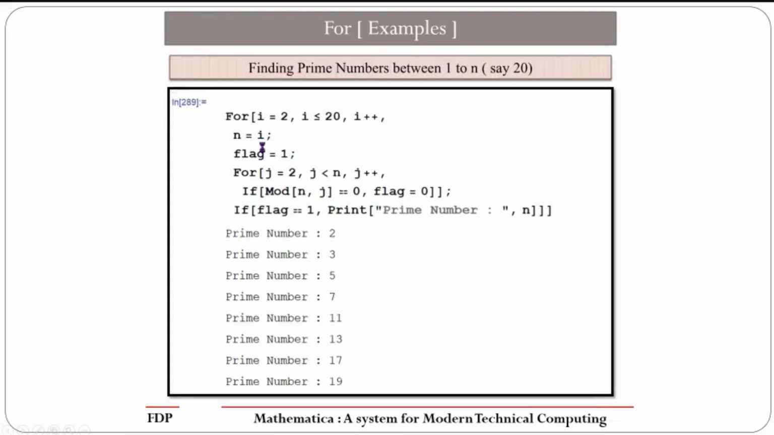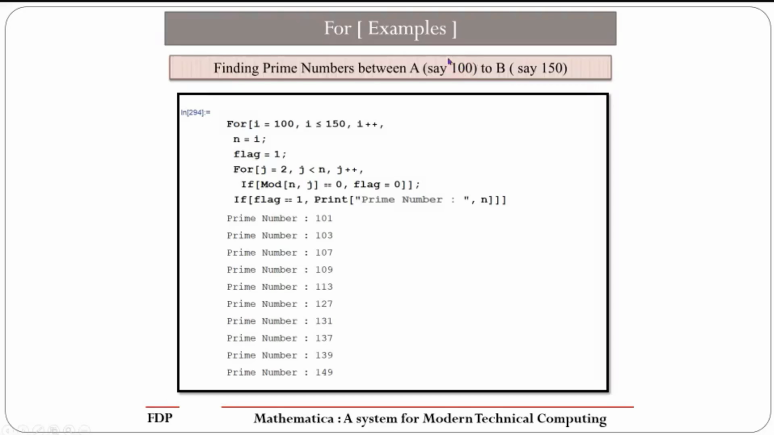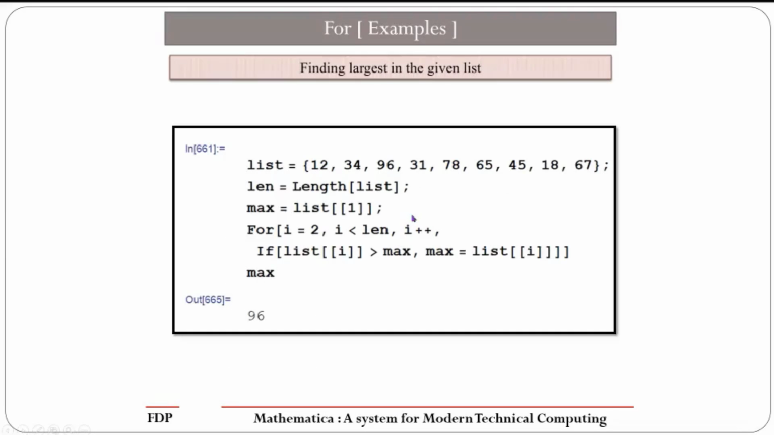So this code and this code are the same, but I have the starting value as 100 and the ending as 150. This number will start from n is equal to i. That means i is 100, then 101, 102, 103, like this, and up to 150. So every number will go to the body of the code, and this will check whether each number is prime or not. If it is prime, it will print the value of n, the number which is prime. So this is the code for prime numbers, like this.